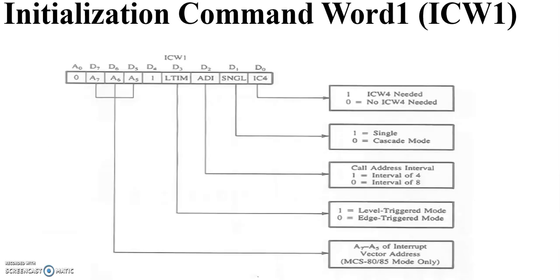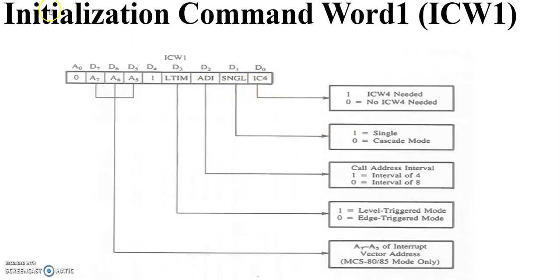Next is the initialization, and then we will see the commands. Out of all the ICWs, ICW1 and ICW2 are compulsory and must be given. ICW3 is given whenever the system is cascaded. ICW4 has some additional features; if you want them, you can use it.